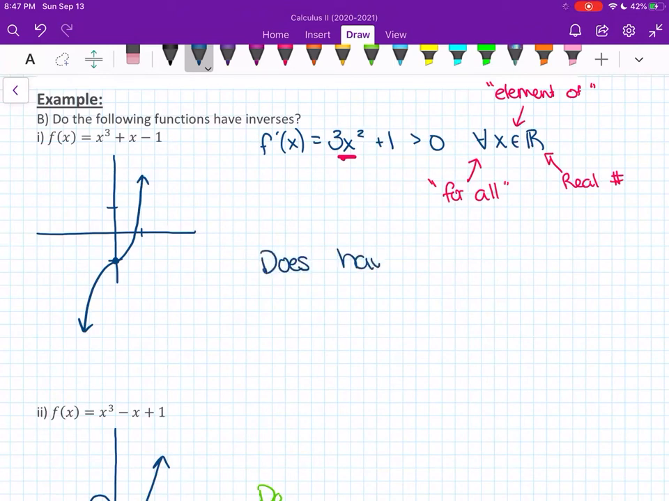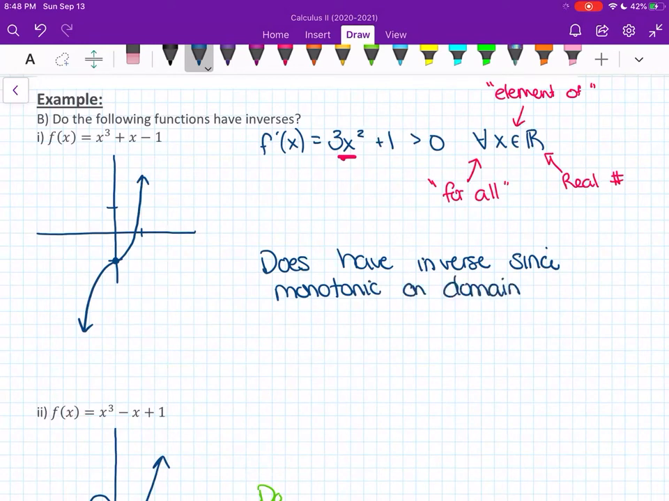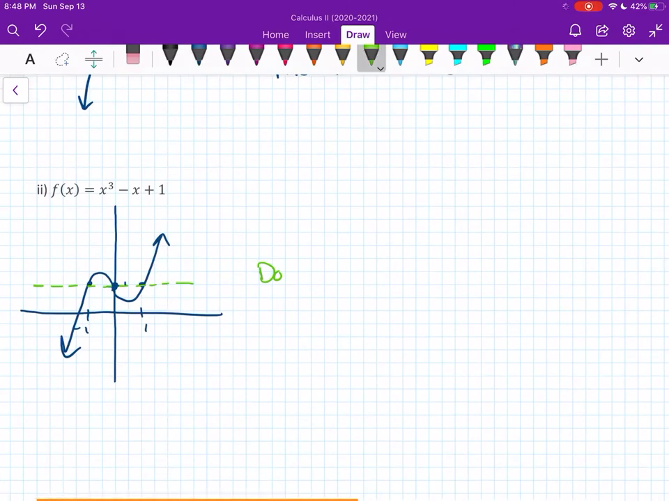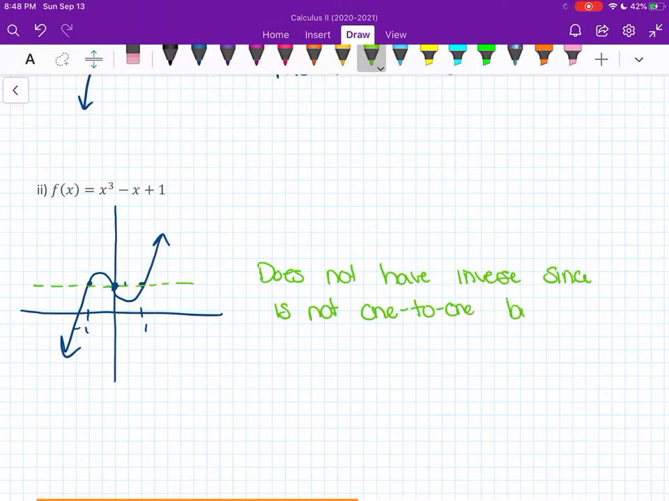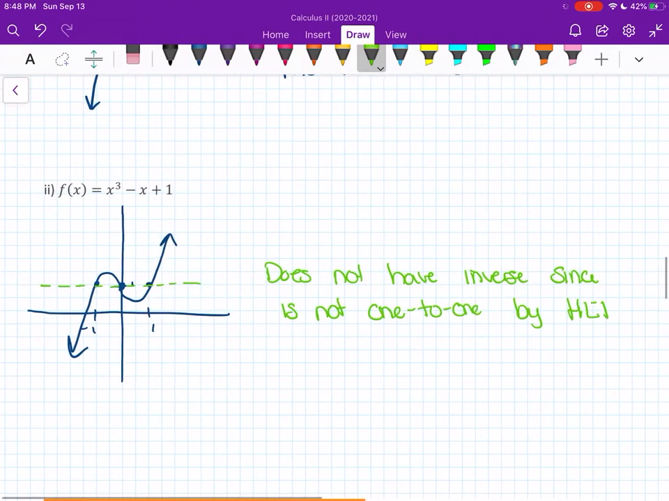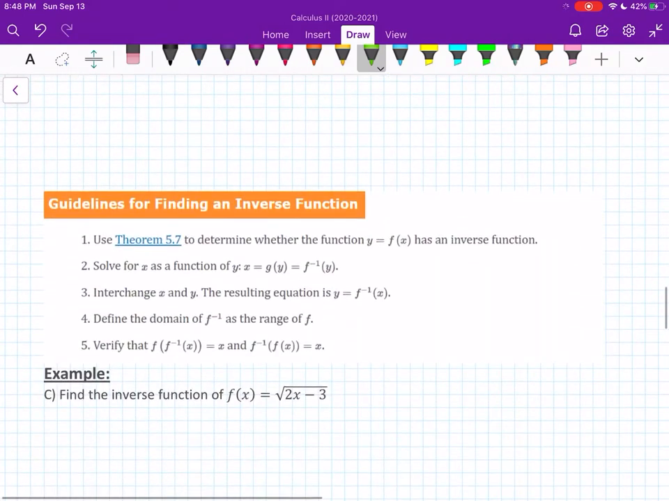So the first one does have an inverse, since it's monotonic. This one does not have an inverse, since it is not one-to-one, by the horizontal line test. Graphing it and showing me the specific horizontal line you picked that it does not pass is enough to show that it's not one-to-one.